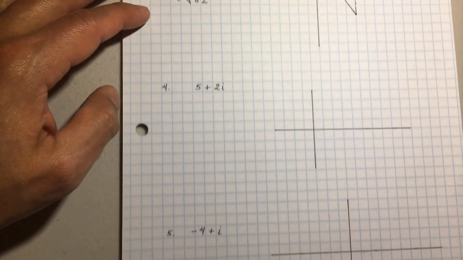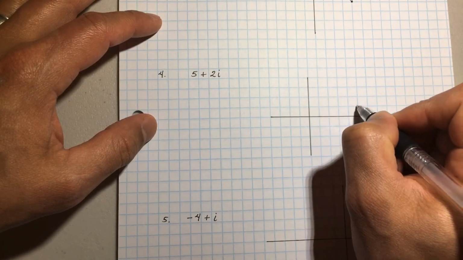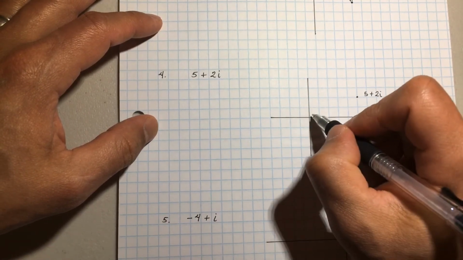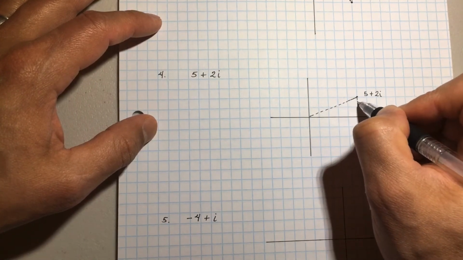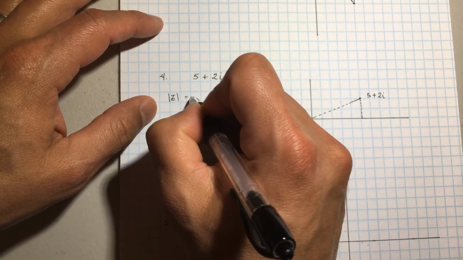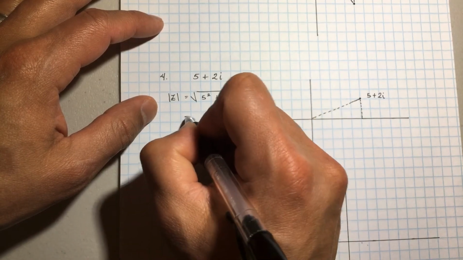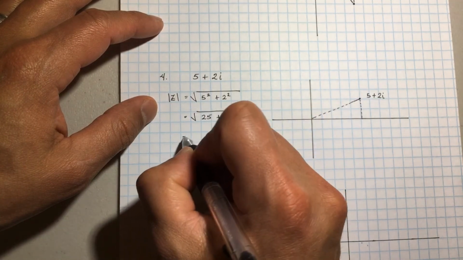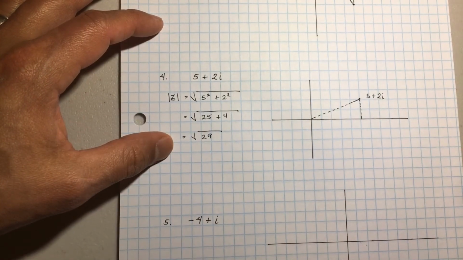Number 4, 5 plus 2i. So we're going to go 5 to the right, 1, 2, 3, 4, 5, and go up to right here. So this is the point 5 plus 2i. All right, so we're talking about this distance right here. And if you notice, there's my triangle right there. So same thing, absolute value, that distance, square root of 5 squared plus 2 squared. And that's easy. 5 squared I know is 25. 2 squared is 4. That's going to give me 29. That's a nice, good number. And that's my answer. Nice and easy.